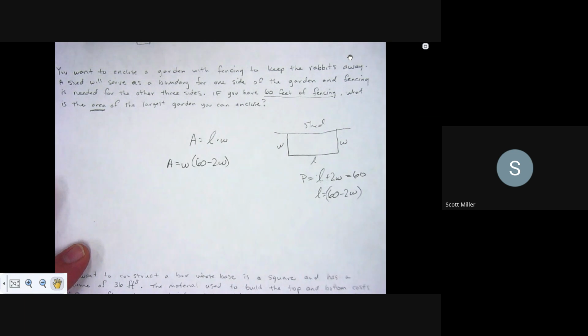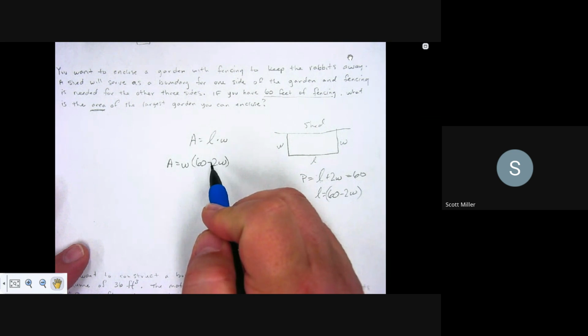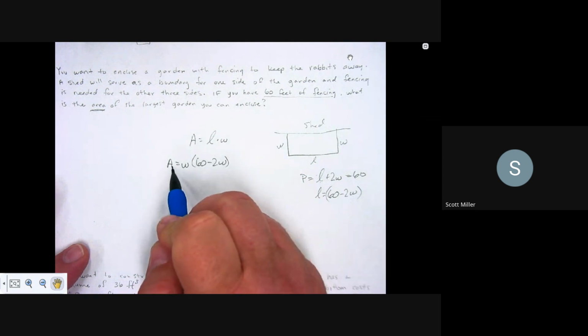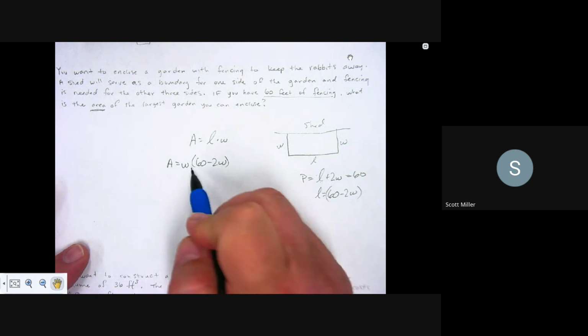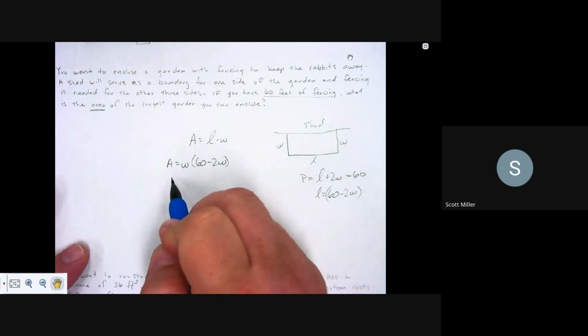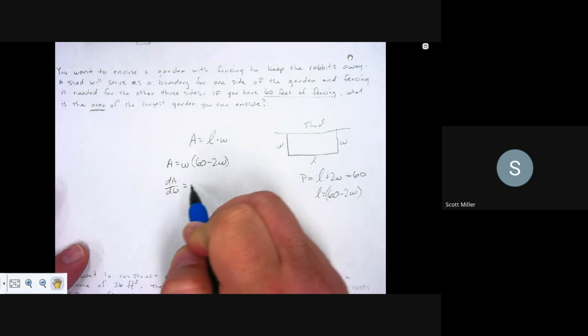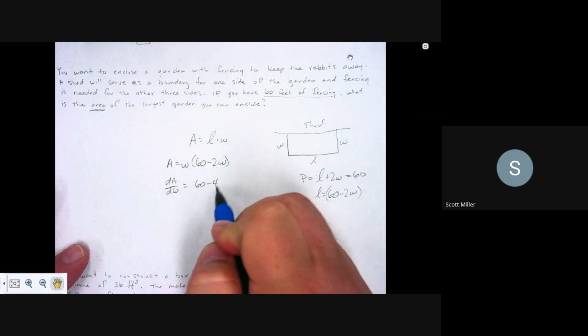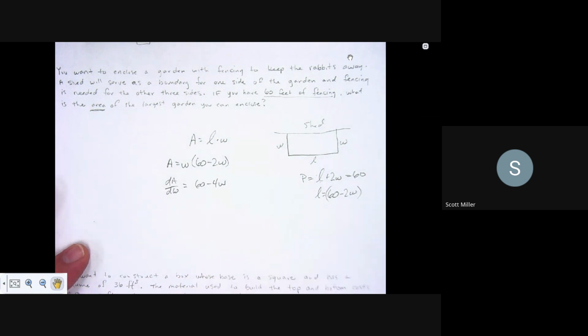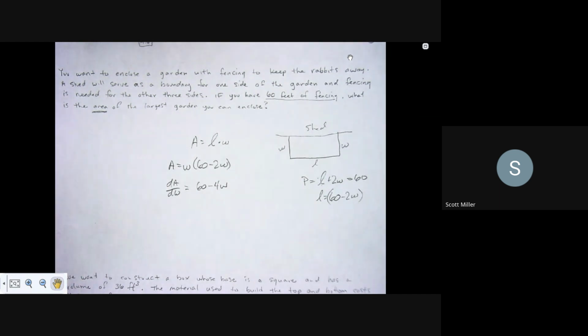So this is my primary equation with 1 variable, so now I can go through and find its derivative. What is the derivative of the area with respect to W? If I distribute this and all that kind of stuff, I'm going to get dA/dW is going to be 60 minus 4W. Okay? So then I want to do what?